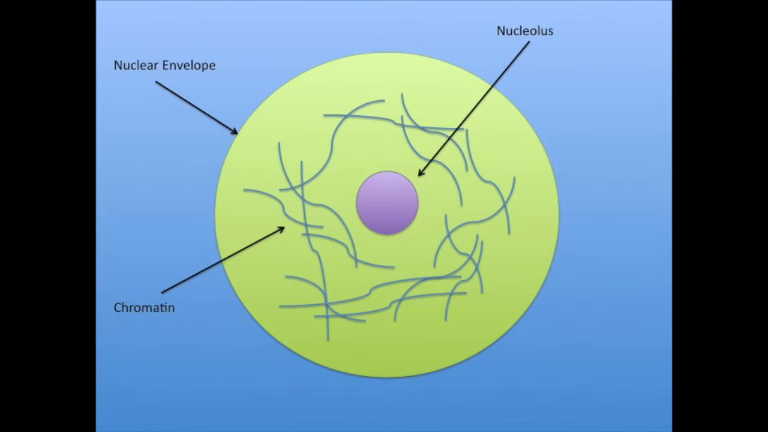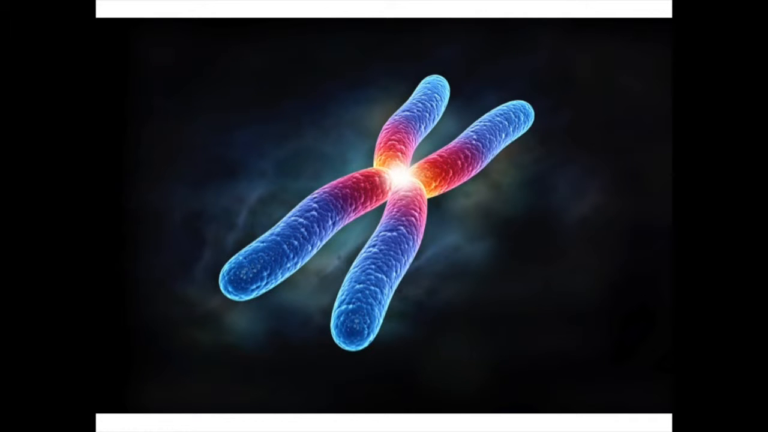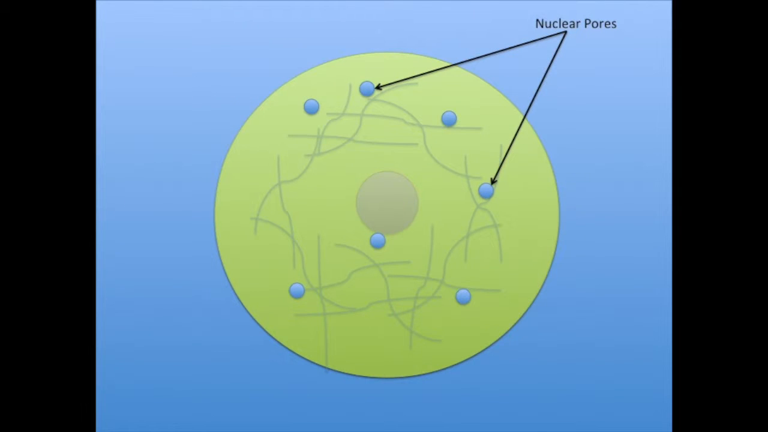Within the nucleus, there's the nucleolus, which makes ribosomal RNA, and the nuclear envelope, that's the membrane that surrounds the entire nucleus. There's also chromatin, which is DNA and protein that will coil to form chromosomes right before cell division. Throughout the nuclear envelope, there are little itty-bitty holes called nuclear pores. These allow RNA out of the nucleus and proteins into the nucleus, so that the nucleus doesn't starve.